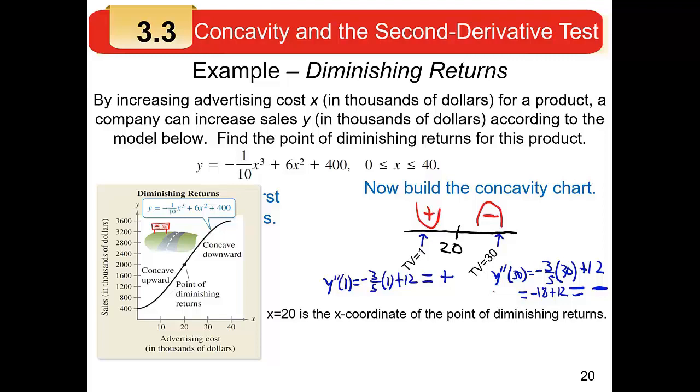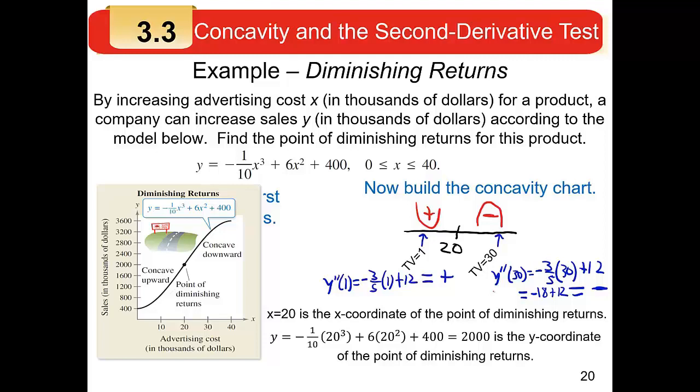So we still need to find the y coordinate. So you plug back into the original function. Remember, whenever you compute y values, you go back to the original function. If you plug 20 in for x and calculate, you'll get 2,000 for the answer. So the point (20, 2,000) is the point of diminishing returns.